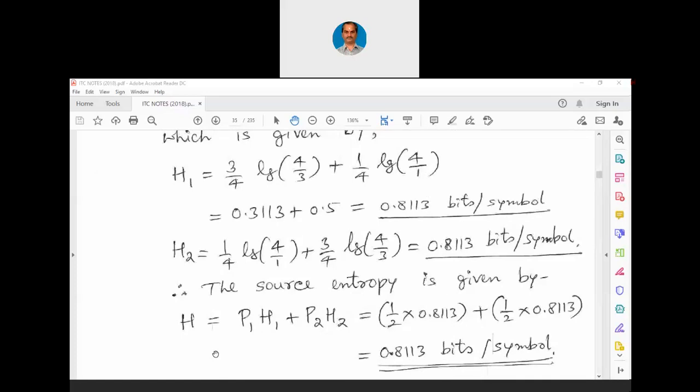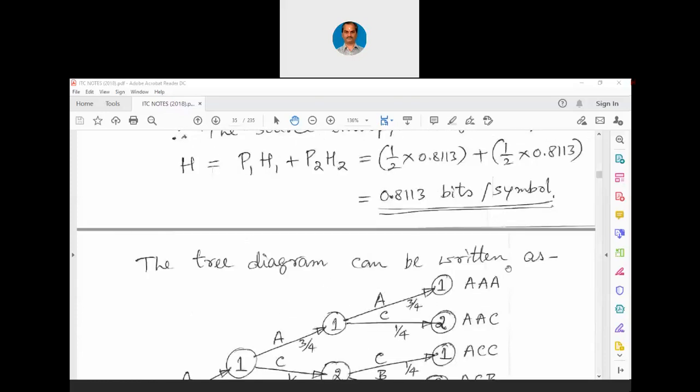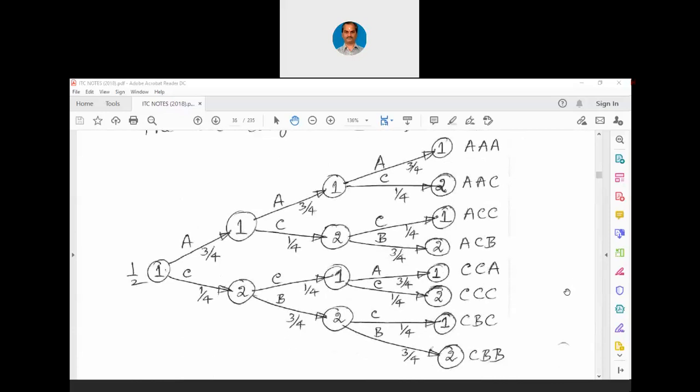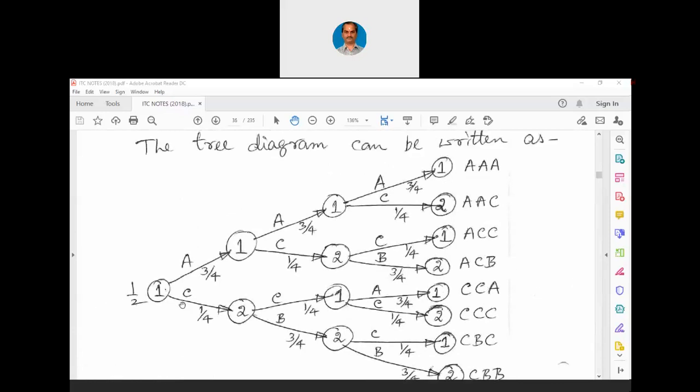Now we will have to write the tree diagram for finding out G1, G2, G3. So the tree diagram can be written as, there will be 2 tree diagrams now, one for each state. Let us write it for the first state. The first state is 1. Now it can go from state 1 to 1, again 1 to 1, again 1 to 1. Or it can go from state 1 to 1, 1 to 1, 1 to 2. Because we have to consider 3 symbol emission as well now. Similarly, it can go from state 1 to 1 to 1 to 2, again 2 to 1, 2 to 2. Same way 1 to 2, 2 to 1, 1 to 1, like that it goes on.